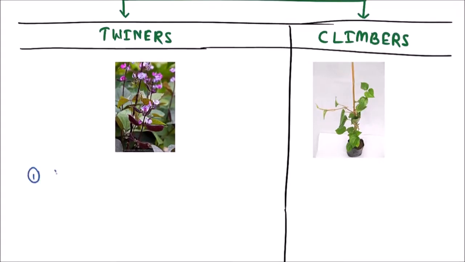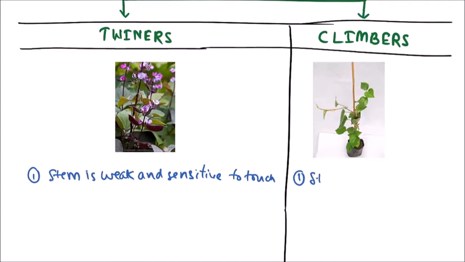In twinners, the stem is weak and sensitive to touch. Here the stem is weak. Stem is weak in both cases, but in climbers it is not sensitive to touch.